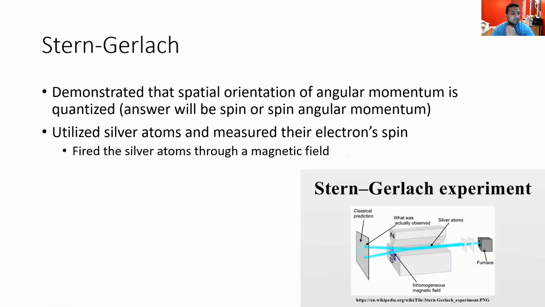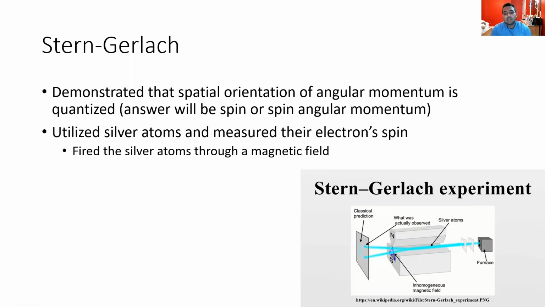The Stern-Gerlach experiment. All you need to know about Stern-Gerlach is it demonstrated that spatial orientation of angular momentum is quantized. Complicated. It means that the answer will be spin. If you hear Stern-Gerlach, say spin, if it's asking about spin. Otherwise, it'll be nickel, or silver rather. Maybe electrons, magnetic field, but most likely the answer will be spin if you hear Stern-Gerlach.